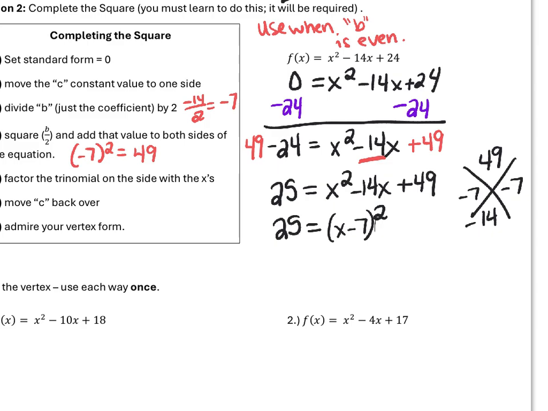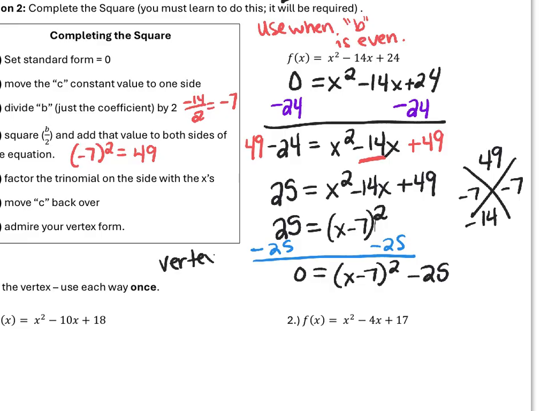Then our last step is to move the c back over. And then we end up with vertex form. X minus h squared plus k. Where is my vertex in this equation? Plus 7, negative 25. 7, negative 25.